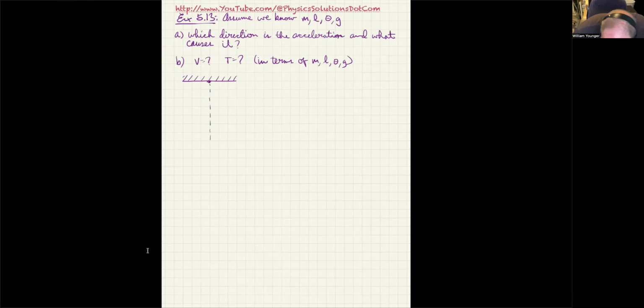This dotted line is a vertical line, and what we're going to have is a string whose length is L, and this angle right here is theta. Now that L actually extends to the center of the ball, or we can just pretend like the ball is a point particle, so it's sort of the same thing. But either way, that's what we're doing.